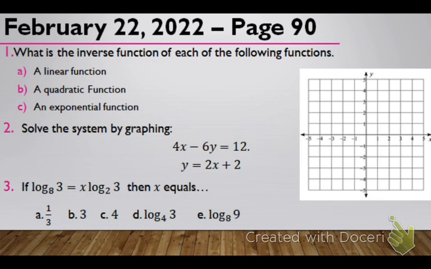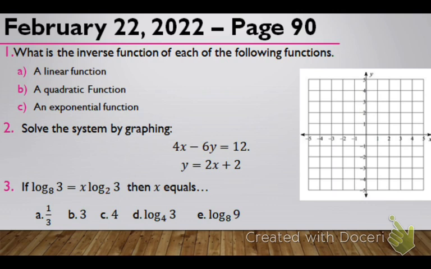Okay, let's look at these together. Number 1 says, what is the inverse function of each of the following functions? So what is the inverse function of a linear function? That is our first step. What is the inverse function of a linear function?